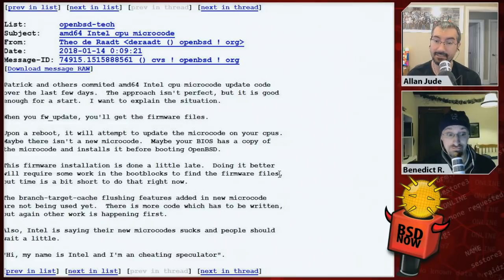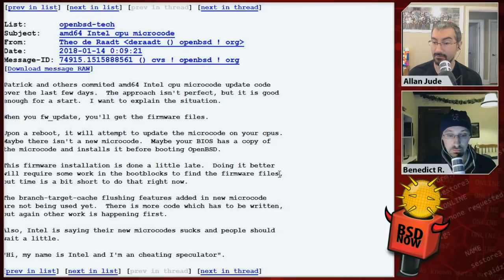Yeah, so there's a post here by Theo. It says that Patrick and others committed AMD64 Intel CPU microcode update code over the last few days. The approach isn't perfect, but it's good enough for a start. I want to explain the situation. When you run the fw_update tool, you'll get the new firmware files. Upon a reboot, it will attempt to update the microcode on your running CPUs.